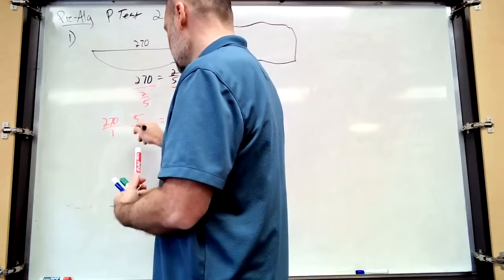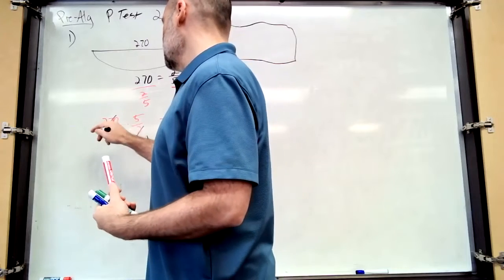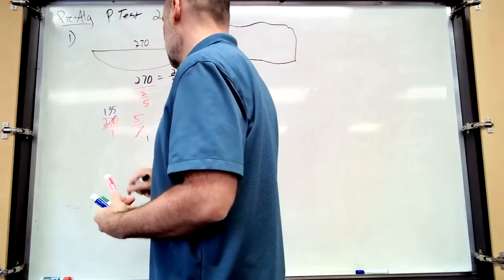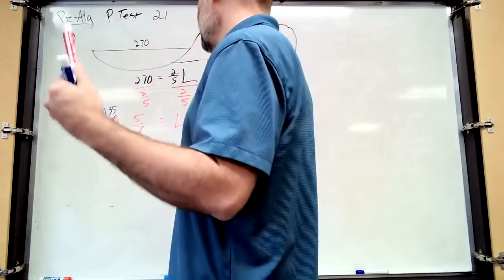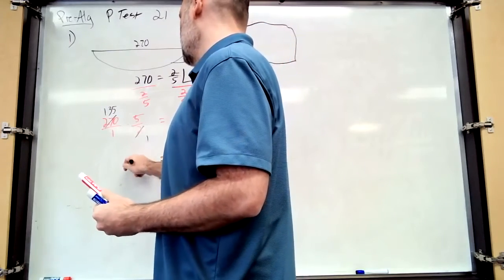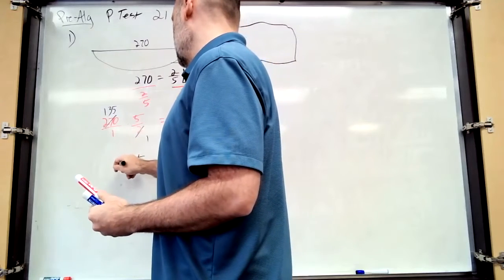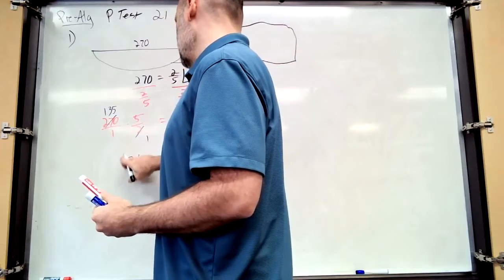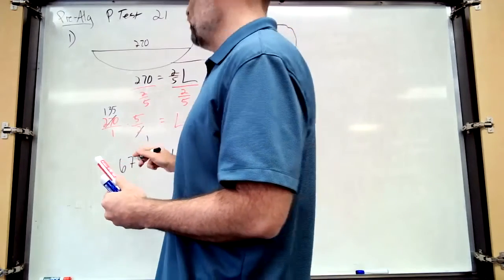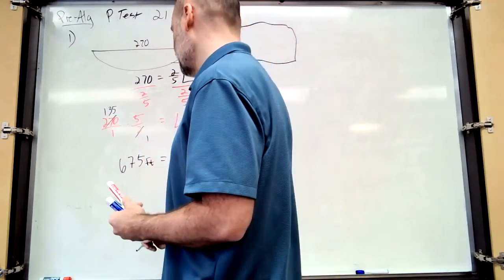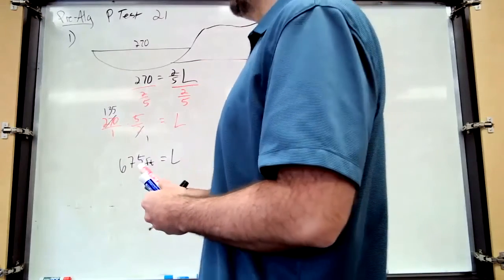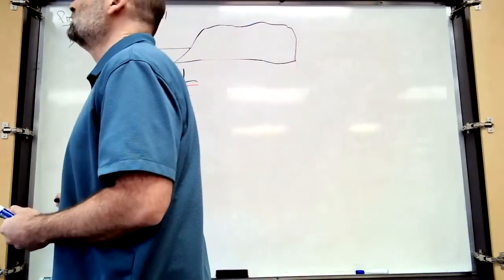So let's cross cancel. That 2 goes in 135 times. 135 times 5 is 675 feet. Okay. Yep. All right. Number 2.